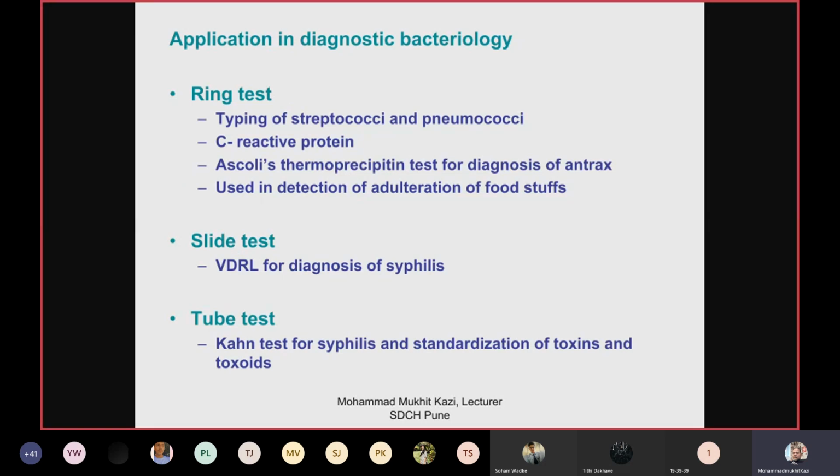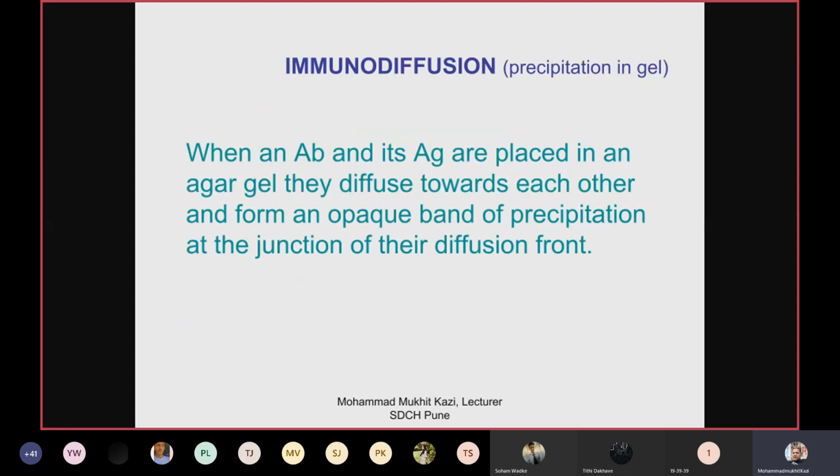That is also called the VDRL test for diagnosis of syphilis. And for the tube test, once you get the slide test positive, you can do the tube test to know the significant titer again. And that is called the Kahn test for syphilis. And of course, standardization of toxins and toxoids. So these are the different uses of precipitation reaction.